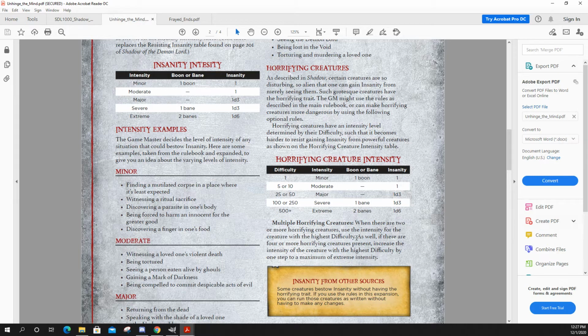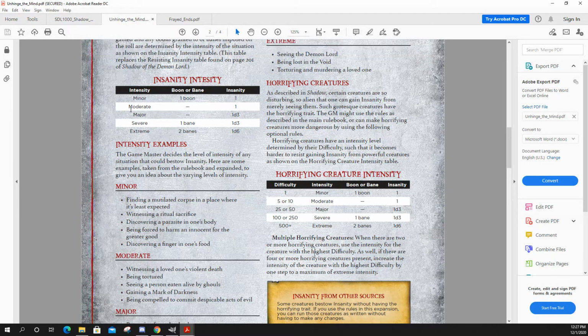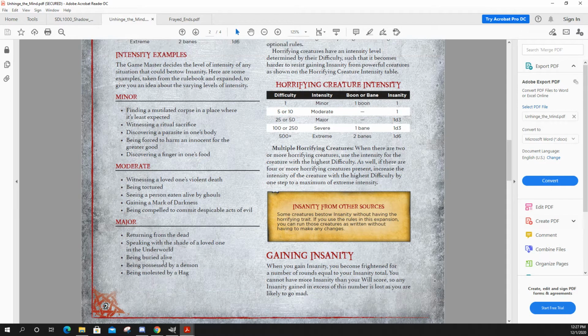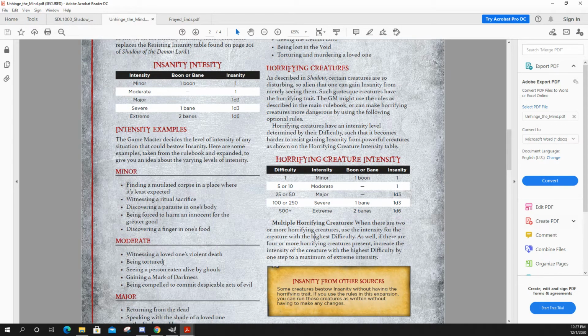So the rules down here for multiplying horrifying creatures are pretty much the same as what I read earlier. And then the insanity intensity, this is also in the core rulebook, but it's repeated here again. And it gives you different examples on what could be an intense situation where an insanity may come into play.